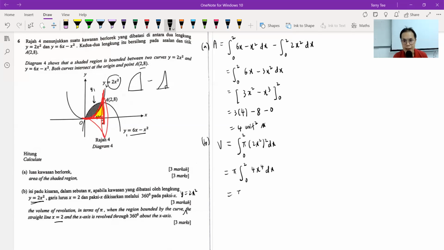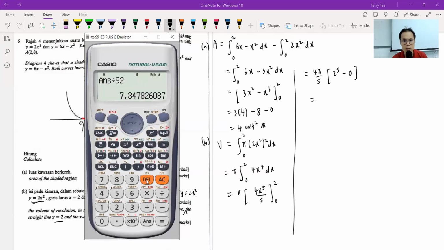So when we integrate, this is 4x to the power 5 over 5, lower limit 0, upper limit 2. Let's put them in. Put 4 pi over 5 outside, put the 2 inside, 2 to the power 5. You can write 32, it's okay, I'll write 2 to the power 5 minus 0. And 32 times 4 is 128.